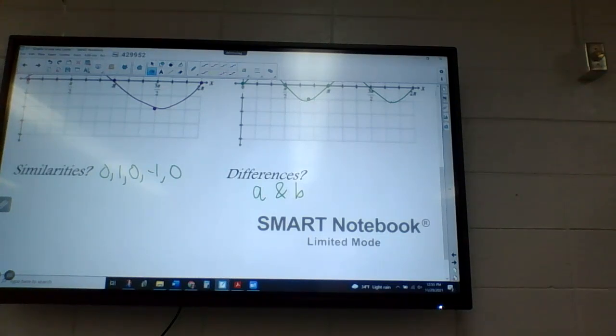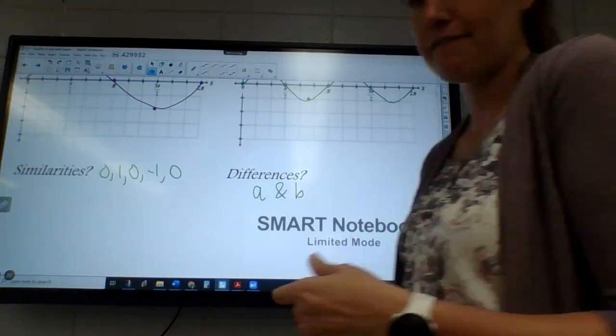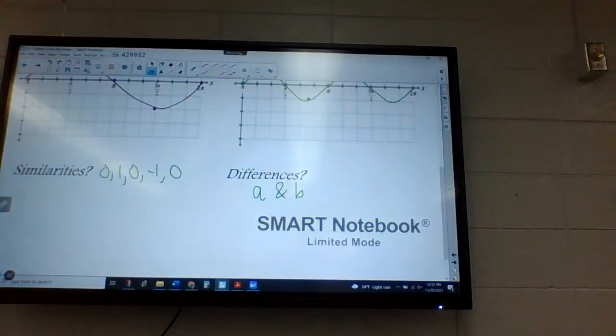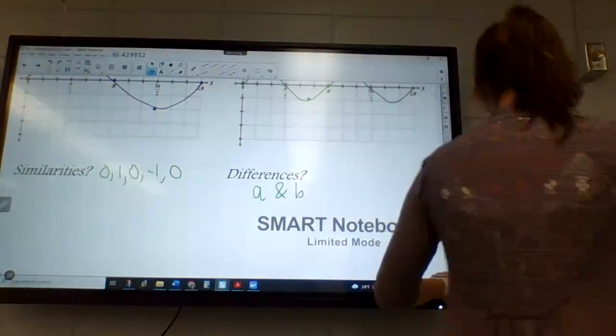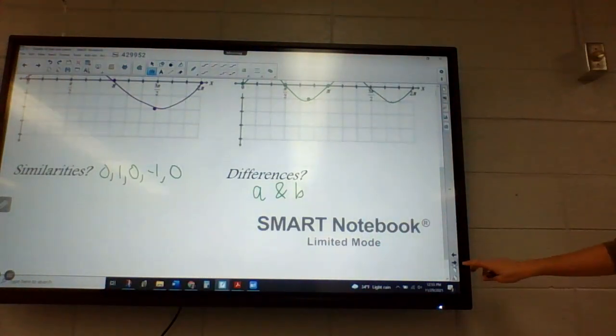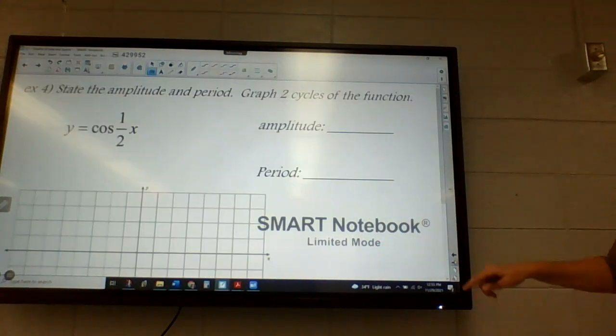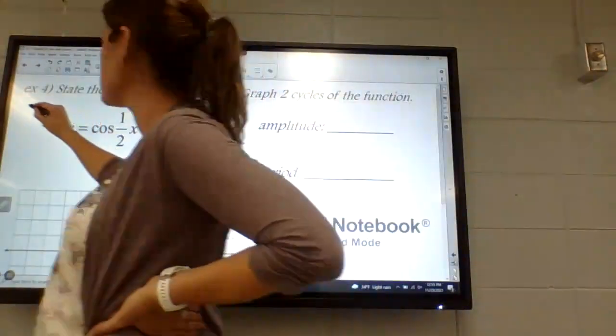So now we're going to talk about a cosine graph. Our next one's asking us for the cosine of 1/2 x, and we apply all the same rules. We just have to remember our cosine graph is slightly different than our sine graph, because that one doesn't start at 0. Cosine should start at 1. So just remembering that already going into this.